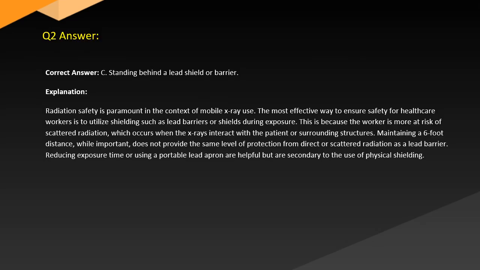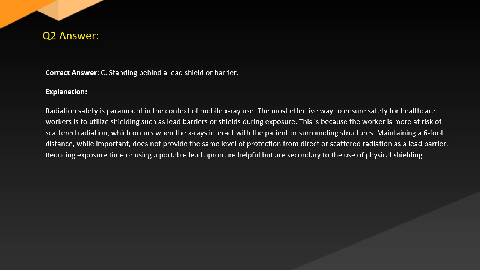Answer. Correct answer: C. Standing behind a lead shield or barrier. Explanation. Radiation safety is paramount in the context of mobile X-ray use. The most effective way to ensure safety for healthcare workers is to utilize shielding such as lead barriers or shields during exposure. This is because the worker is more at risk of scattered radiation, which occurs when the X-rays interact with the patient or surrounding structures.